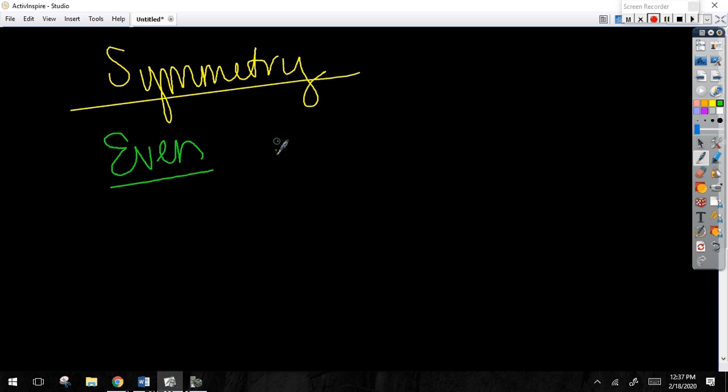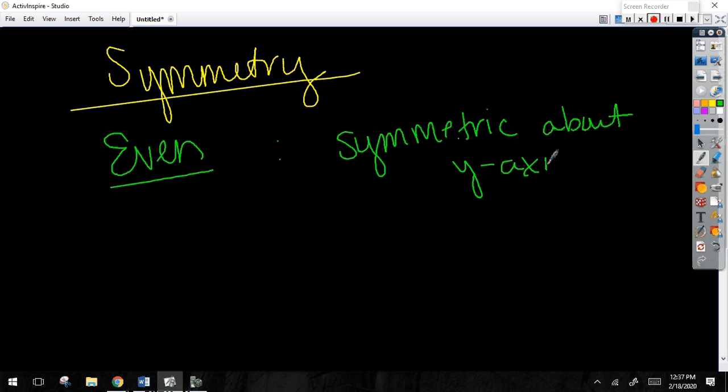Graphically, what this means is that the graph is symmetric about the y-axis. Okay, what does symmetric mean? Same on both sides. So that y-axis right in the middle is cutting the graph in half, and it's the same on either side. Can you think of one that we've done a lot of that is symmetric about the y-axis?